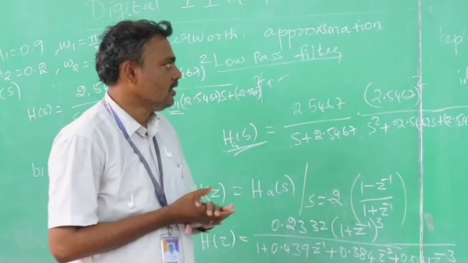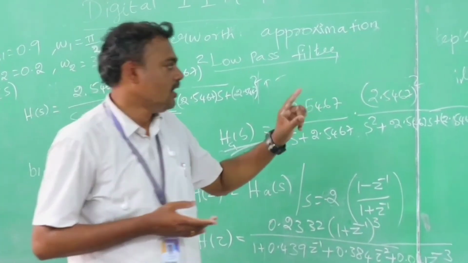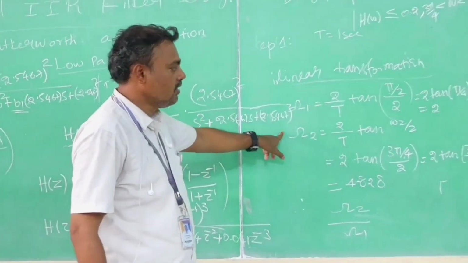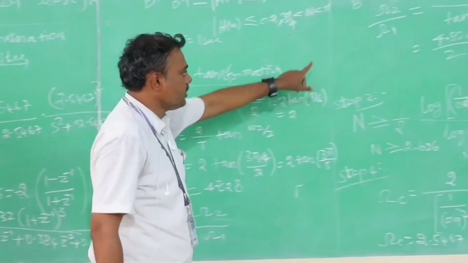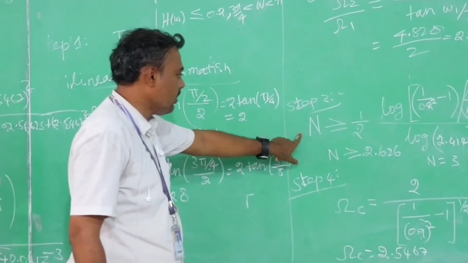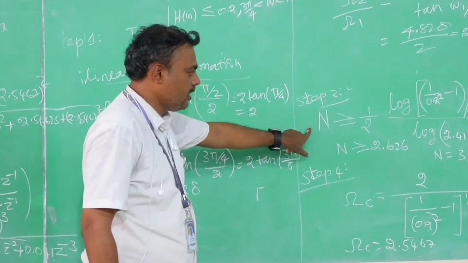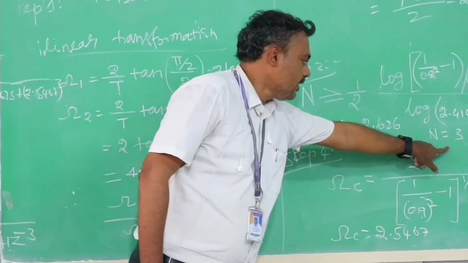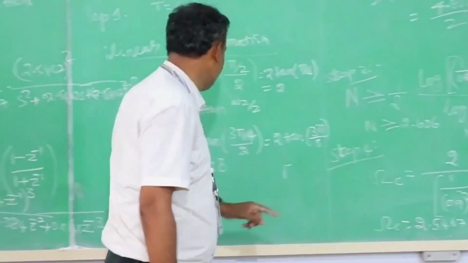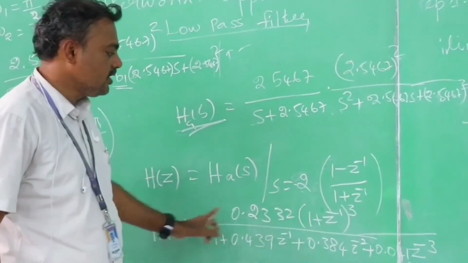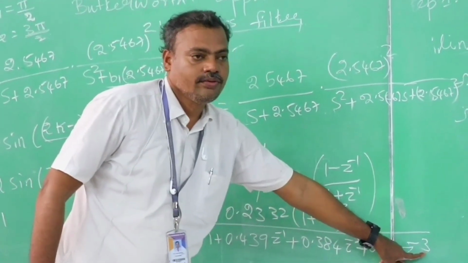From the specifications, we first determine the analog frequencies, calculate the ratio of the analog frequencies, then determine the filter order n. Here the filter order n is equal to 3, and this reflects that the digital filter order is 3. Thank you.